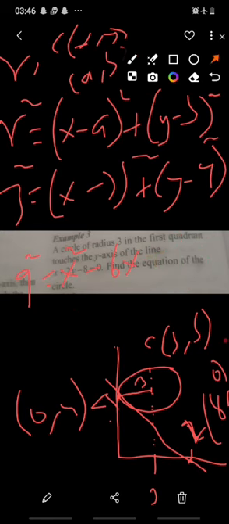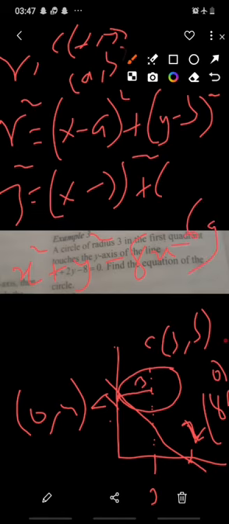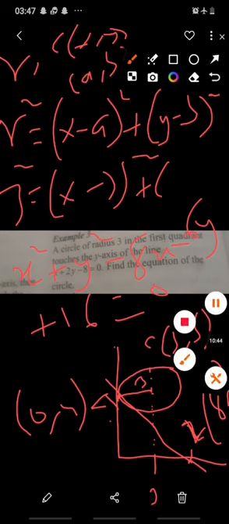Simplifying it further, we have our final equation to be x squared + y squared - 6x - 8y + 16 = 0. So this becomes our equation of the circle.